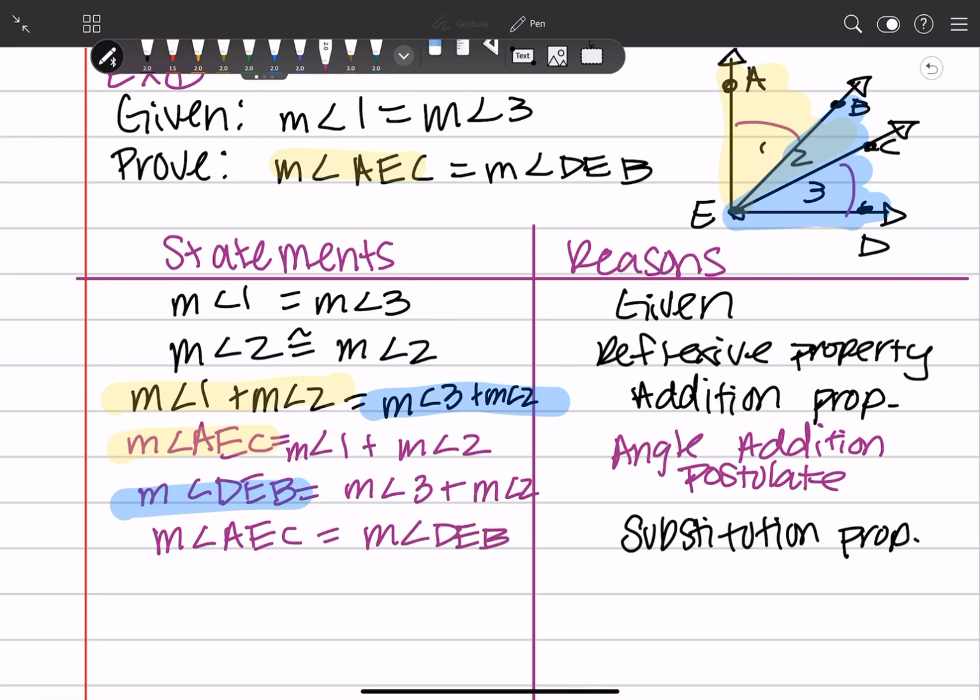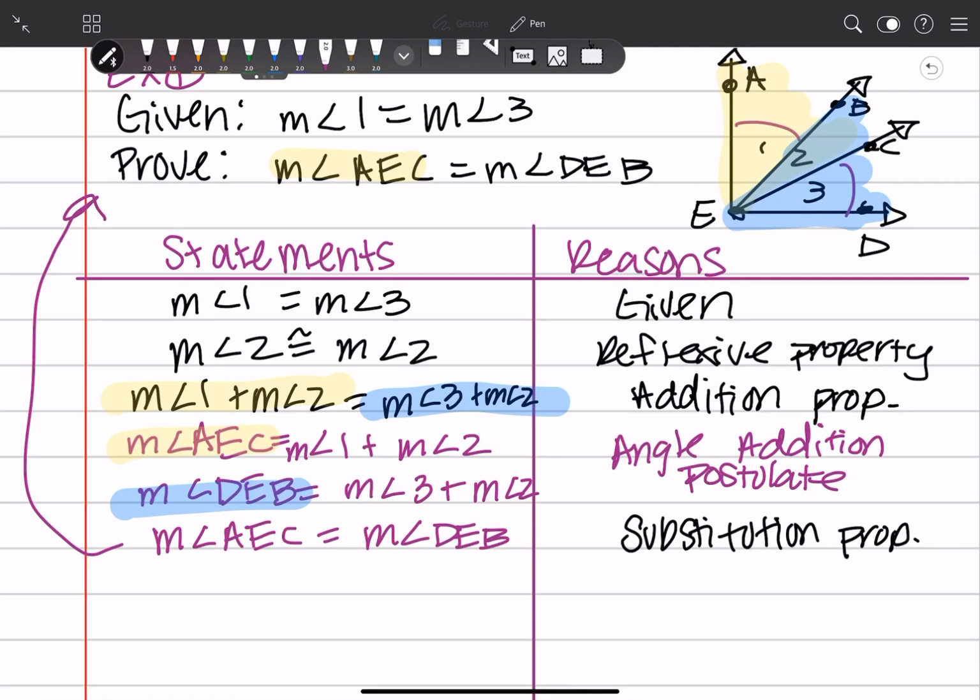And hey, look, that was our prove. That's what we have to prove. You will always arrive at that proof, and that's going to be your final step. All right, so now let's go ahead and do example 2.